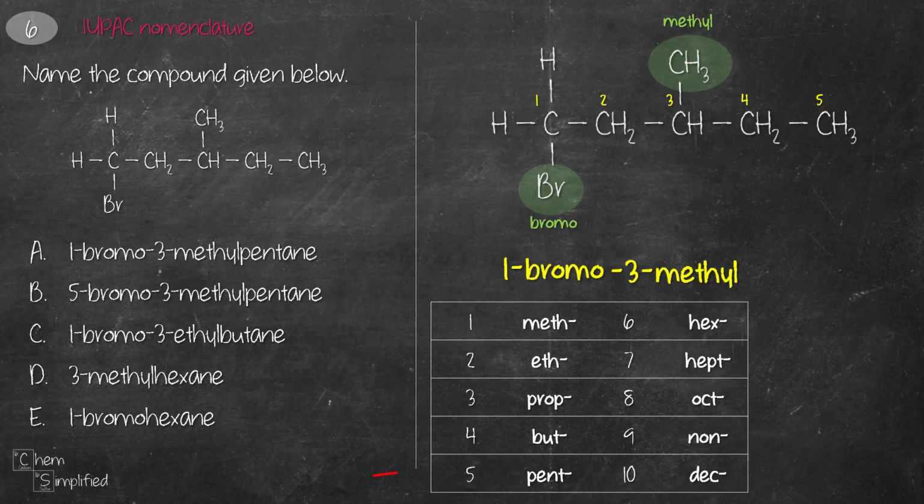Since the longest chain is 5, the prefix for 5 is PENT, and then because this is an alkane, we add in the suffix ANE, so the parent name is going to be PENTANE, that's pentane. So the final name is 1-bromo-3-methylpentane.